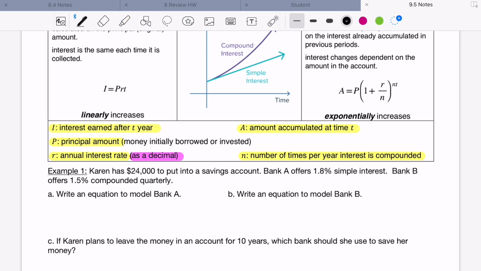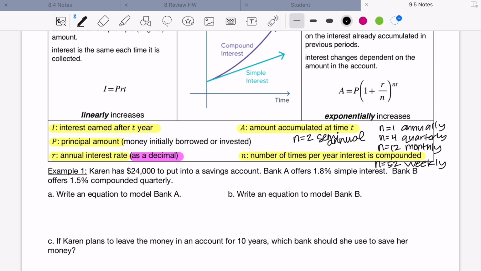So there's a couple of things that I need you to know. N equals 1 when it's annually, because that happens once per year. N equals 4 if it's quarterly. Oh, I forgot this one. N equals 2 if it's semi-annually. All those semi-annual sales happen twice a year. N equals 12 if it's monthly. N equals 52 if it's weekly. You get the idea here. So that's how many times that they're actually going to compound the interest, and so you can start earning interest on interest.